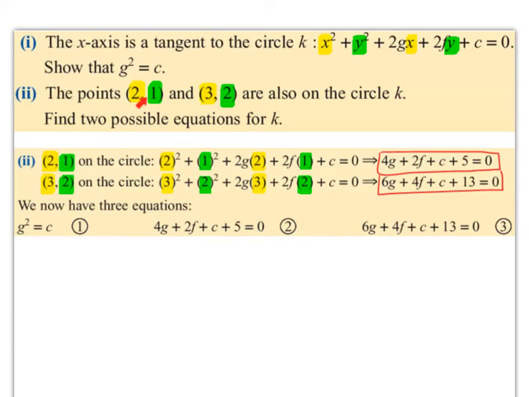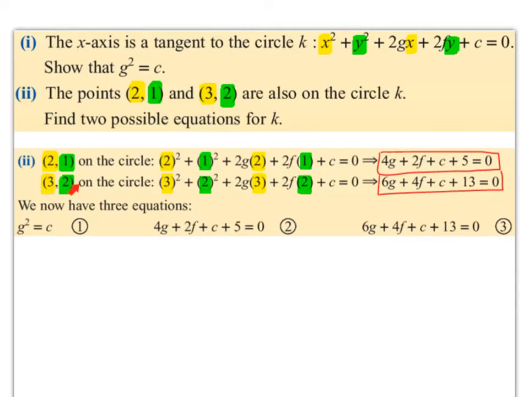Part 2. The 2 points (2, 1) and (3, 2) are also on the circle K. Find the two possible equations for K. So (2, 1) is on the circle, so we swap each x value for 2 with brackets and each y value for 1 with brackets. And then multiplying out the brackets and getting everything on the left of the equal sign, we get 4g plus 2f plus c plus 5 is equal to 0.